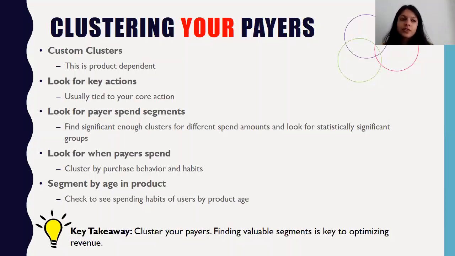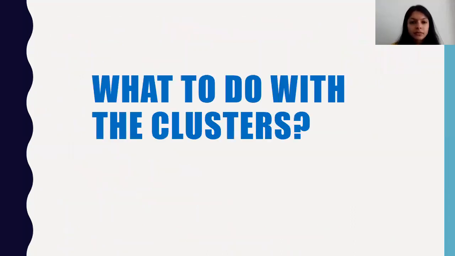And how is that different for someone who's been using it for 3 years, right? So look for these kind of signals and data to figure out how you can cluster your payers for your own product. So the key takeaway here is you have to cluster your payers. You can't treat them all the same way. Find valuable segments, and optimizing these valuable segments is the key to optimizing your revenue. So make sure next time you're looking at it, figure out what your clusters are and then segment them.